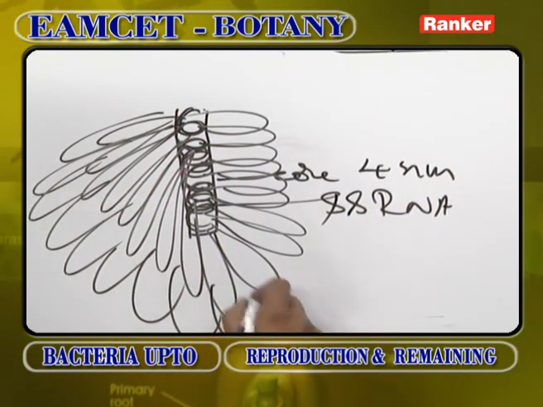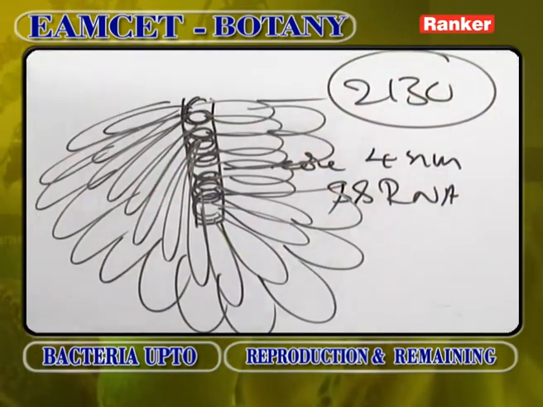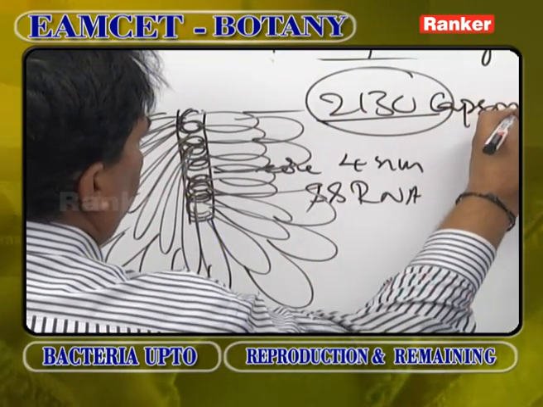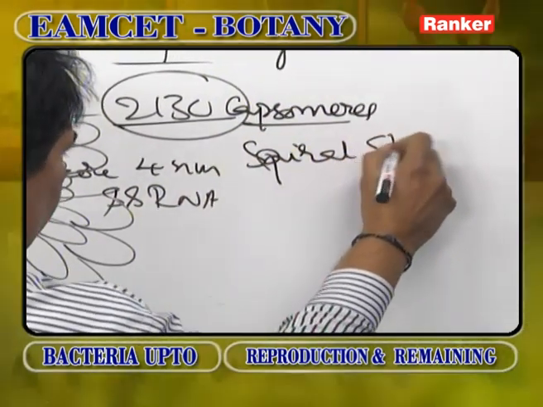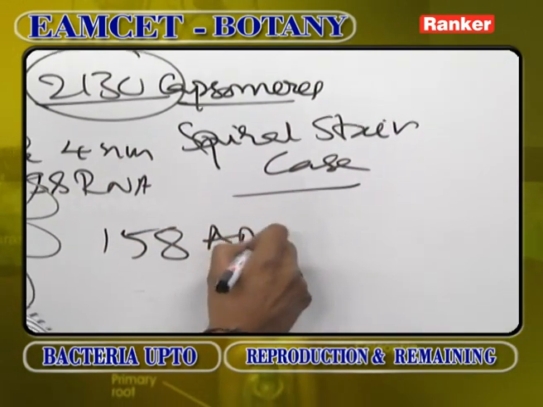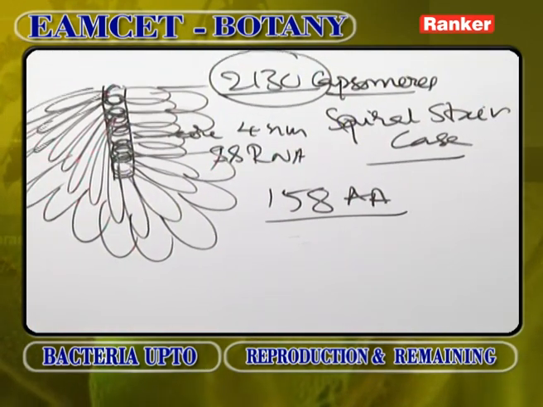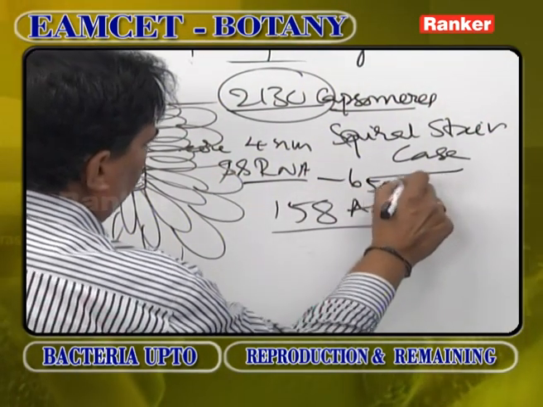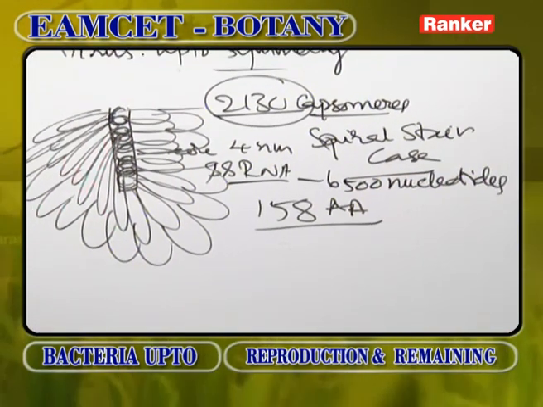capsomeres. The capsomere number here is 2130, and these 2130 capsomeres are arranged in the form of a spiral staircase. Every capsomere has 158 amino acids, and this single stranded RNA contains 6500 nucleotides.